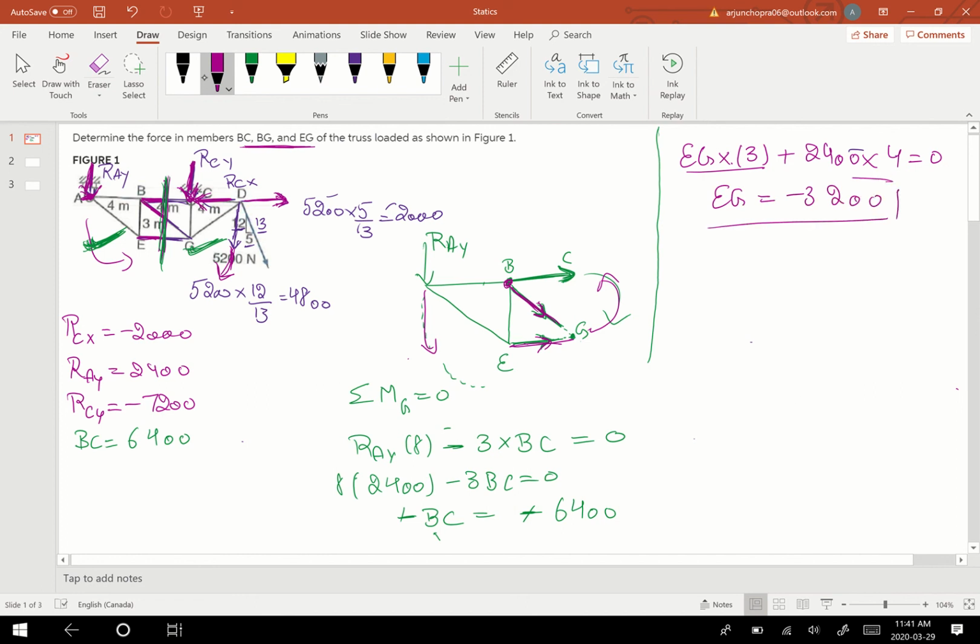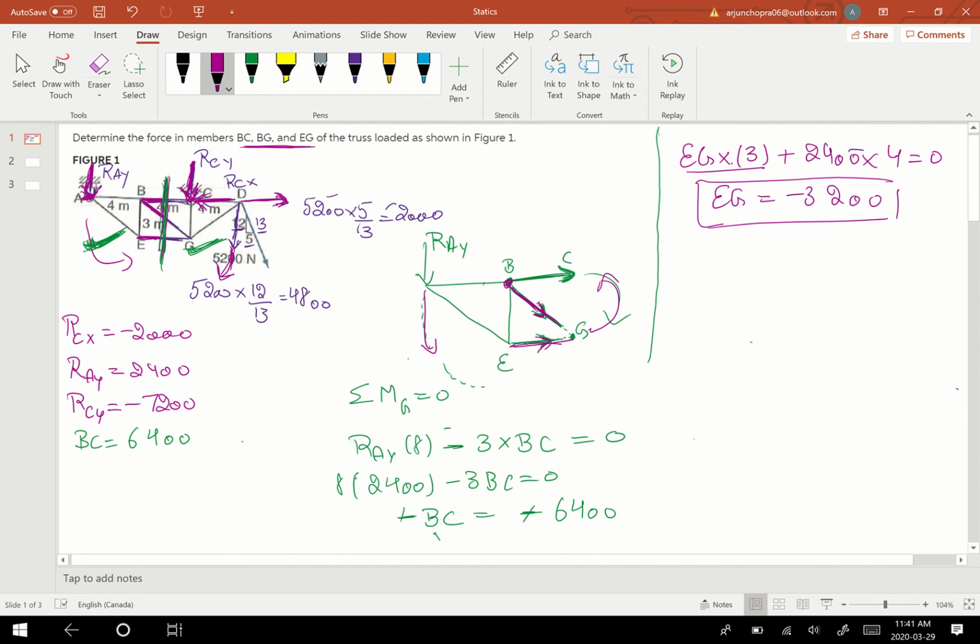Now we calculated this value of EG, and I only want to find BG now. So how can I find the value of BG? That's what I need to look into.